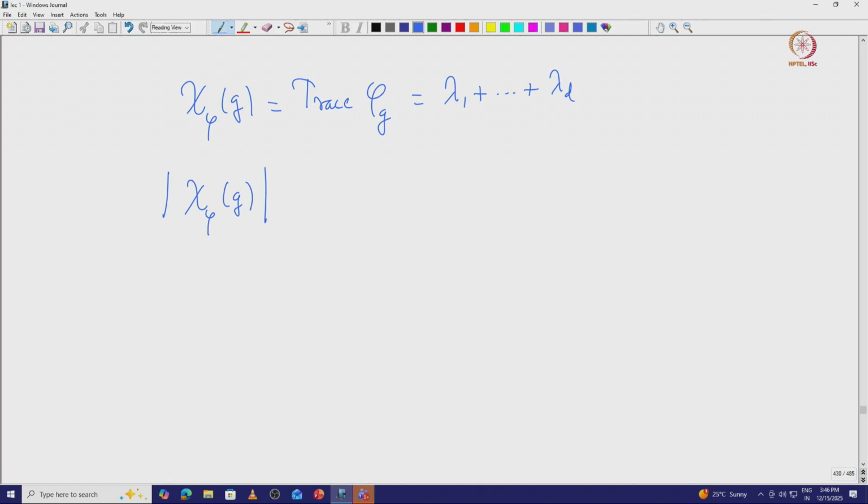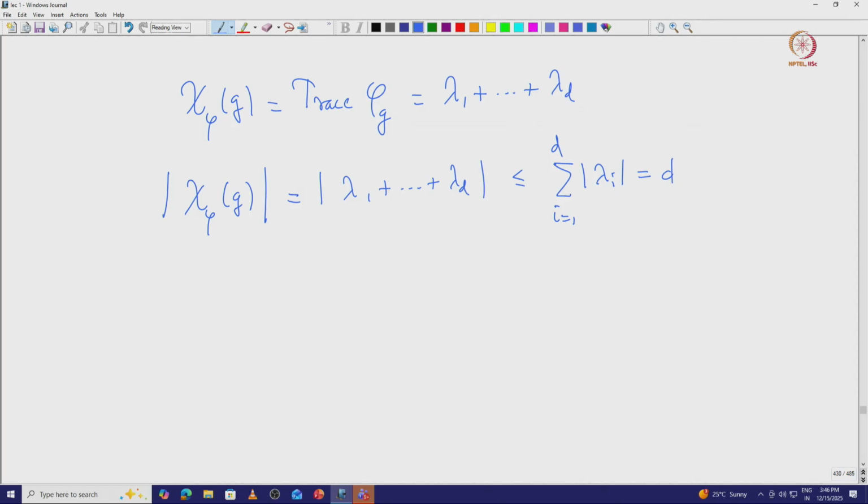So, indeed the absolute value of this chi of g is exactly the absolute value of lambda 1 plus etcetera plus lambda d. Now, using the triangle inequality, you can see that this is less than or equal to the summation of mod lambda i, i ranging from 1 to d. Since the lambda i's are all nth roots of unity, the mod lambda i must be 1. So, this is going to give us exactly d.